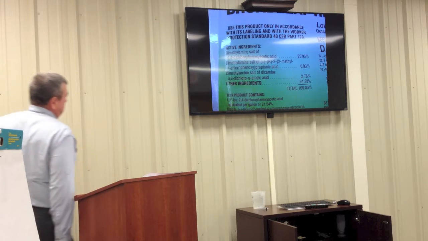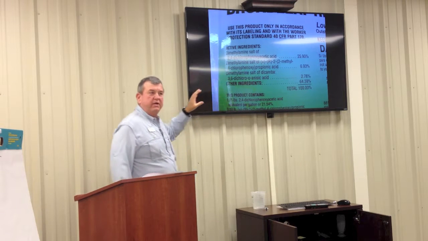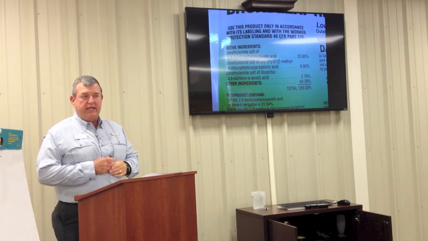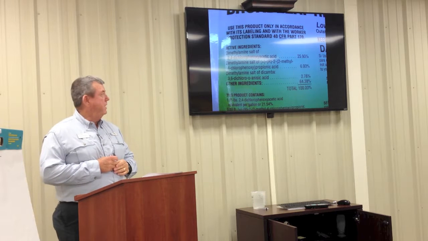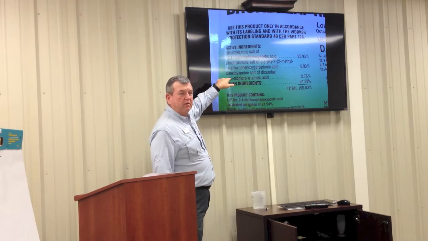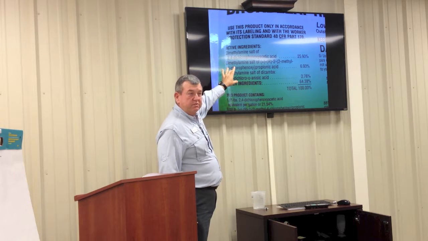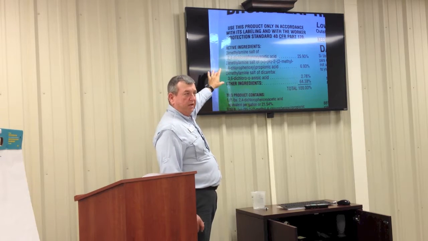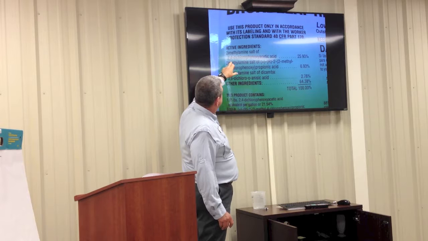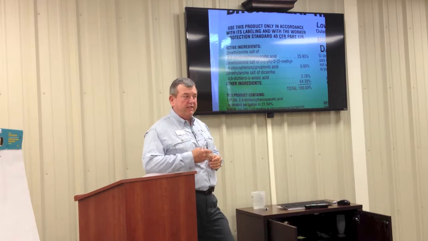The label tells you what the active ingredients are that are in that package and what the percentage of active ingredient there is in that package. This has three active ingredients in it. And these are the scientific names. Now we can kind of break those into common names. This dimethylamine salt of 2,4-dichlorophenoxyacetic acid is 2,4-D. That's what is commonly known as 2,4-D.